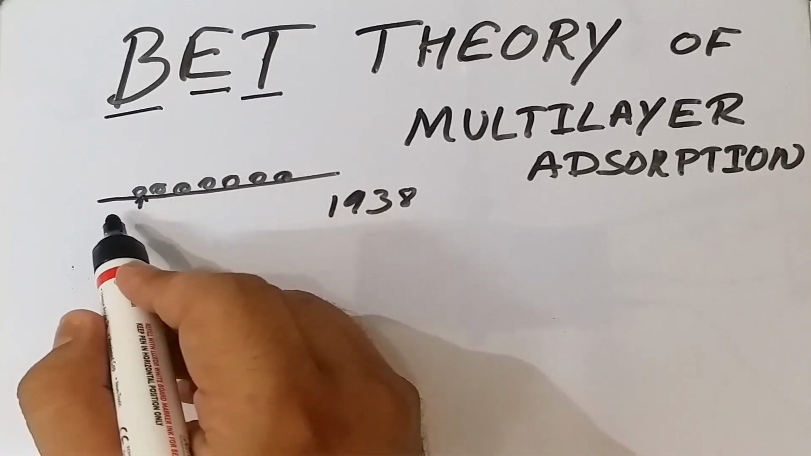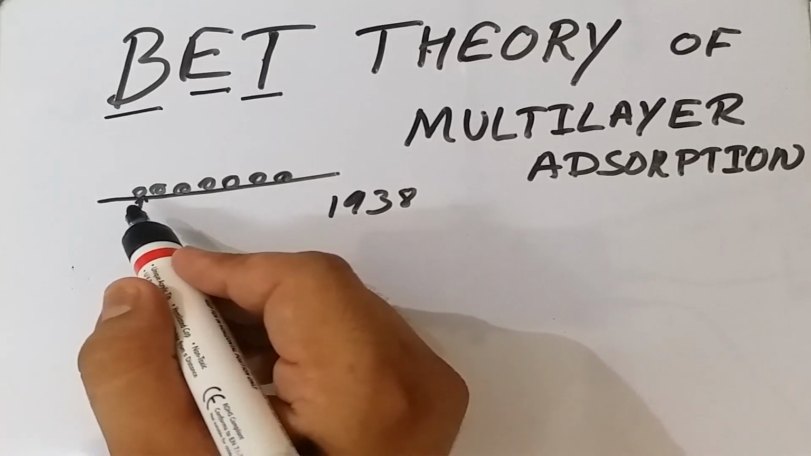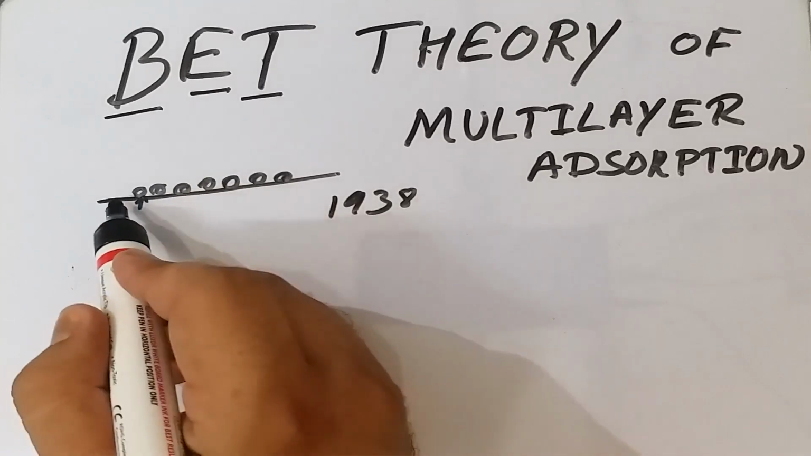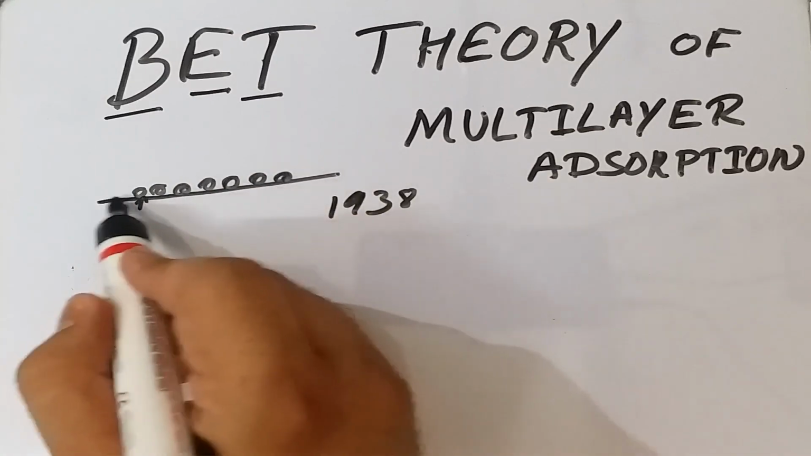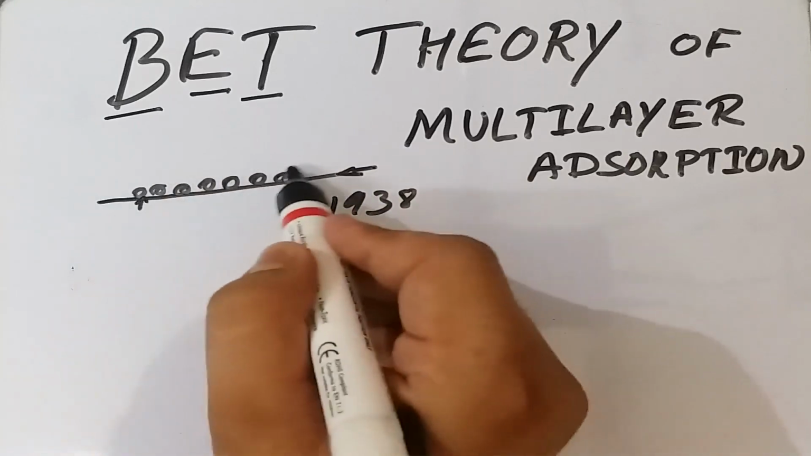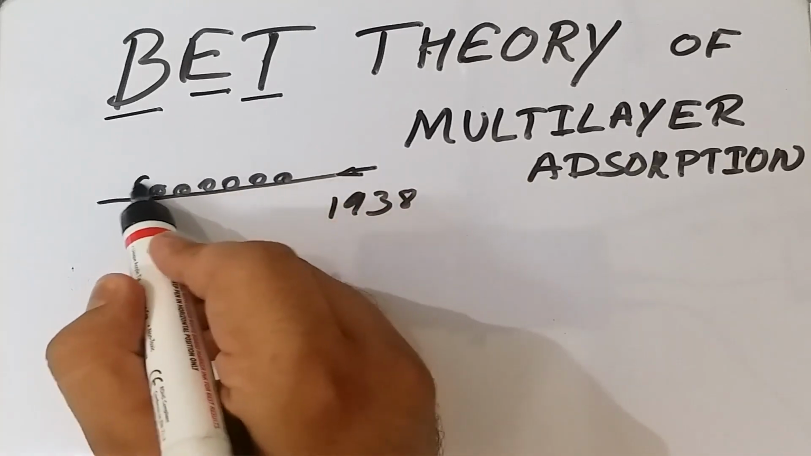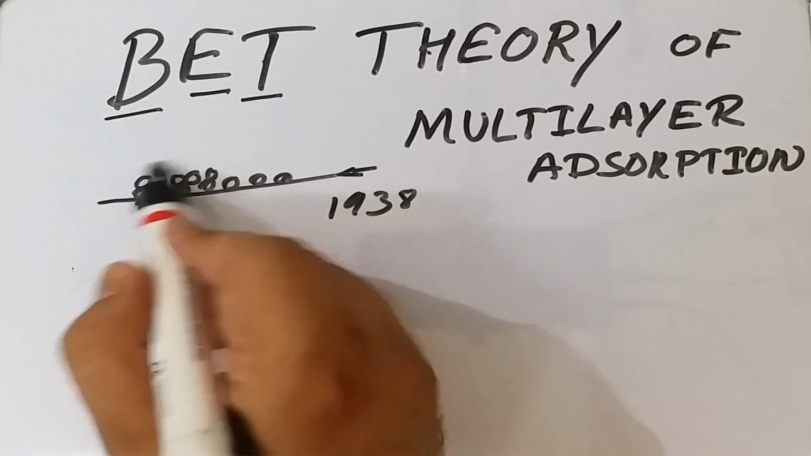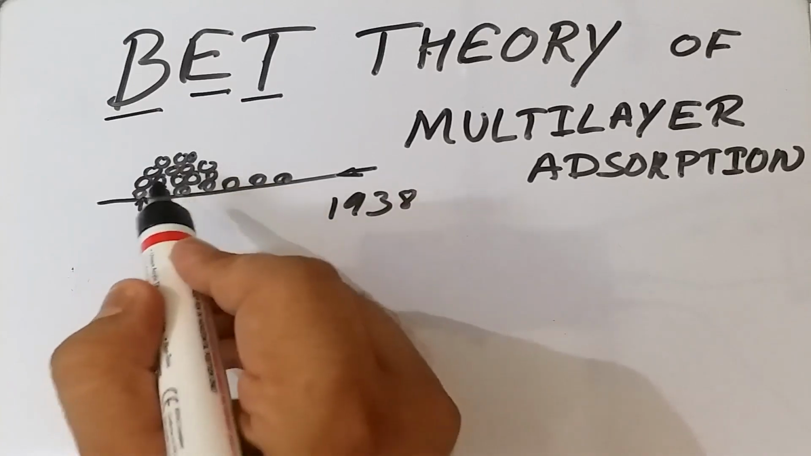Also, it is assumed that for the second, third and nth layer, the surface area available for the nth layer will be equal to that of the n minus first layer. So the surface area available for the first layer is the total amount of sites which are available on the surface. Then the surface area available for the second layer will be equal to the surface area of the first layer. For the third layer it will be the surface area of the second layer, and for the fourth it is the surface area of the third, and so on.